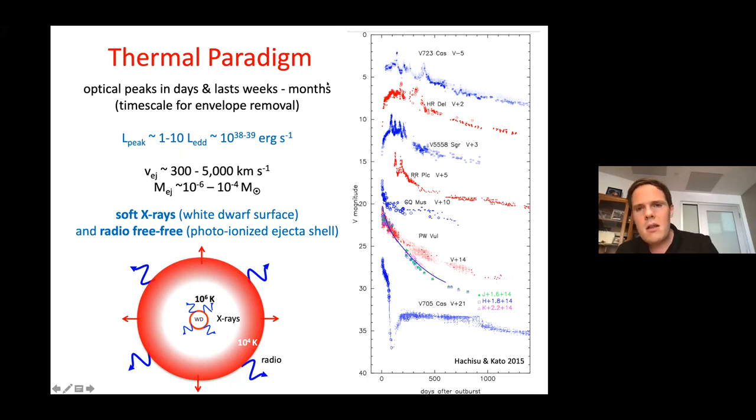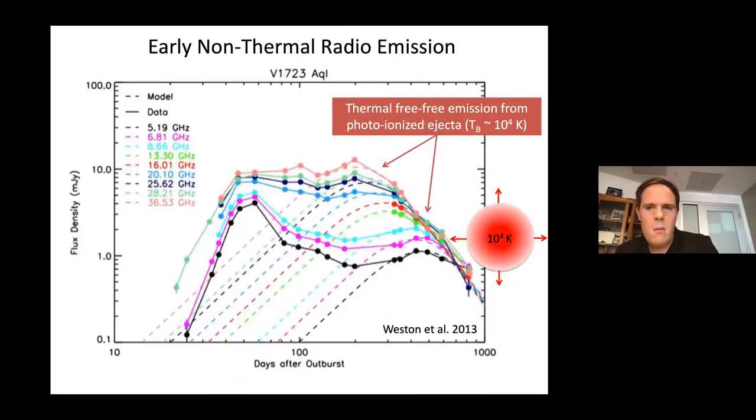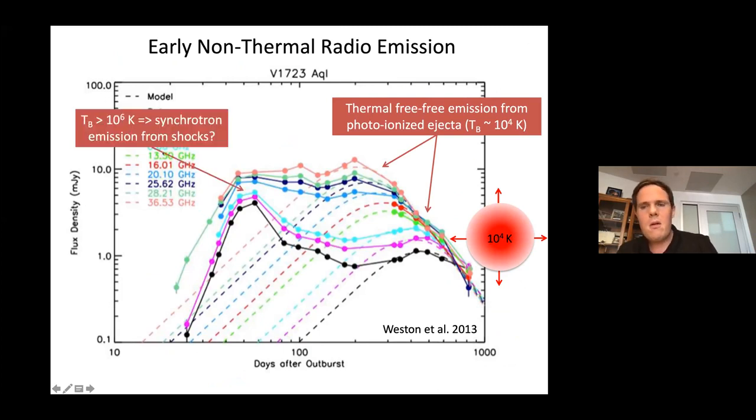But by and large, at least until the last decade, these were understood as a thermal phenomenon: thermal optical emission, thermal radio, thermal X-rays. But as I'm going to argue, despite the seemingly simple picture, a beast, powerful shocks, lurks within many of these events. And I think some of the first evidence of this came from the radio emission. So this is showing you flux density versus time. As I mentioned a second ago, on timescales of years, you see photoionized emission, thermal emission produced by the expanding photoionized ejecta. But at earlier times, you often see an additional component of non-thermal emission, with much higher brightness temperature, which most certainly is a result of internal shocks within the ejecta, for instance, producing synchrotron radiation.